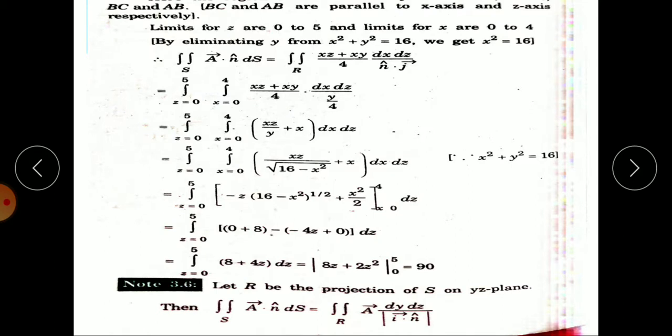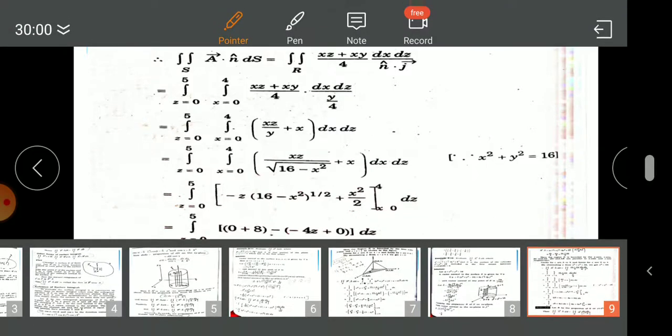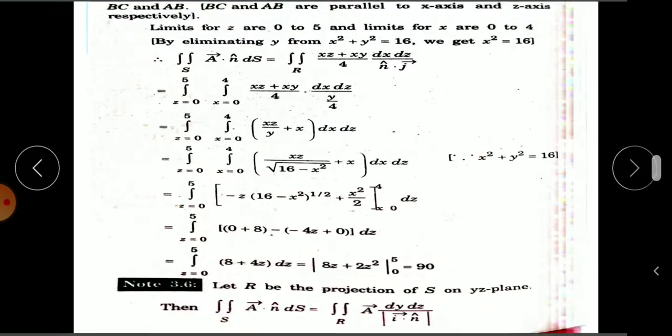So here also, if you are finding a different plane, the answer will be the same. Only the changes will be there, xz and yz. Likewise, the plane name should change, as well as the corresponding vector. Here yz plane means i vector. So for the evaluation of the surface integral, we should take this formula: double integral over R of A vector dot i vector into n cap, dy dz.